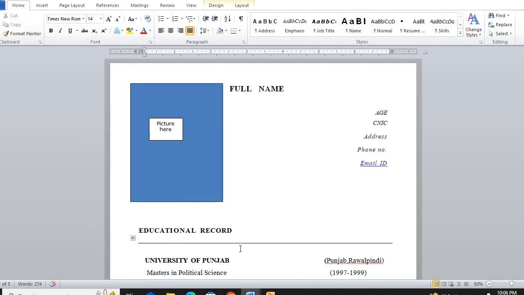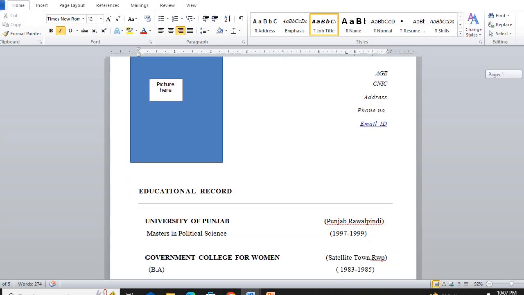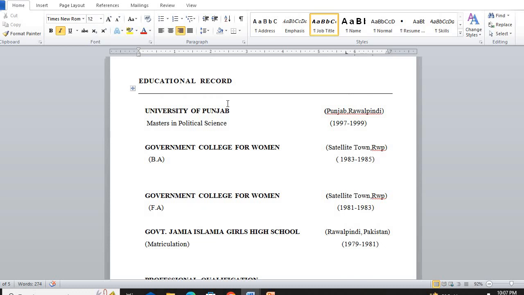Now this is another version. On the left side, you paste your picture here, a professional picture. You write your full name, age, full CNIC, address, phone number, and email ID on these sides. You have to give it here, okay? Then again, educational record. Now in educational record, here you're going to write the name of the universities or the colleges. And then on the right side, you're going to write the cities and the years. When was it done and from where?